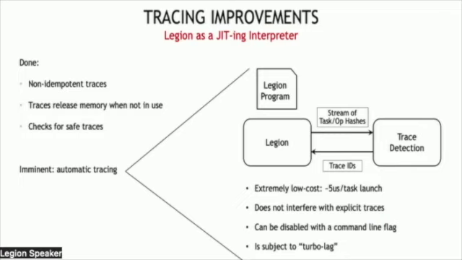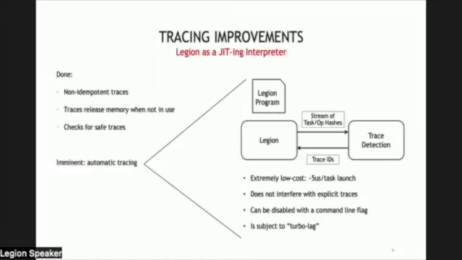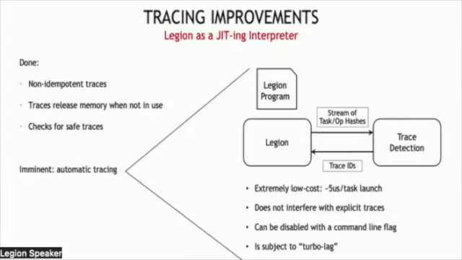And so automatic tracing is a way to automatically infer where the traces should go, right? Today you have to say where the begin and end trace markers are in your program, and this would allow you to not have to do that. In fact, it'll allow us to find traces in programs that have repeated sequences of tasks and stuff without users having to really do anything, right?